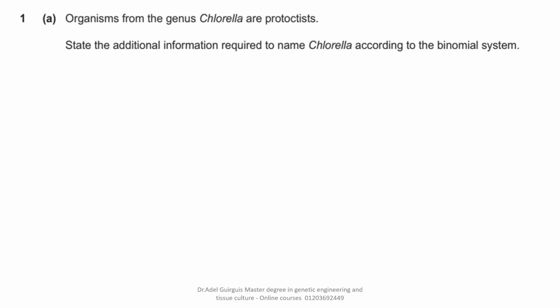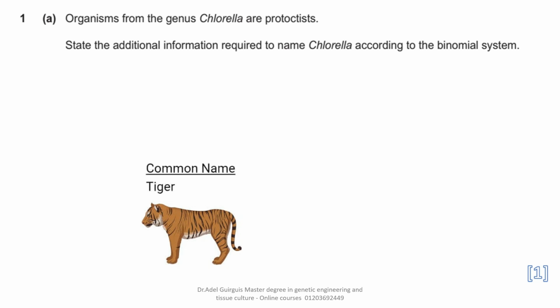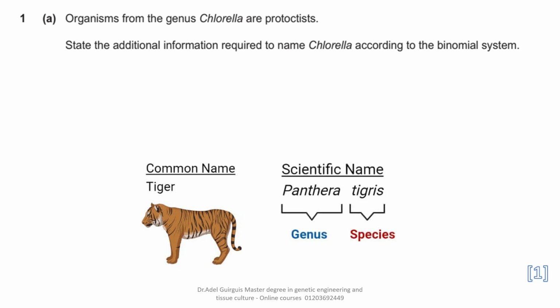The first question. Letter A, organisms from the genus Chlorella are protoctists. State the additional information required to name Chlorella according to the binomial system. Look here. This is tiger. This is the common name or English name. When we deal with the binomial system, we need two names. The first name refers to the genus and starts with a capital letter P. The second name refers to the species and starts with a small letter T.